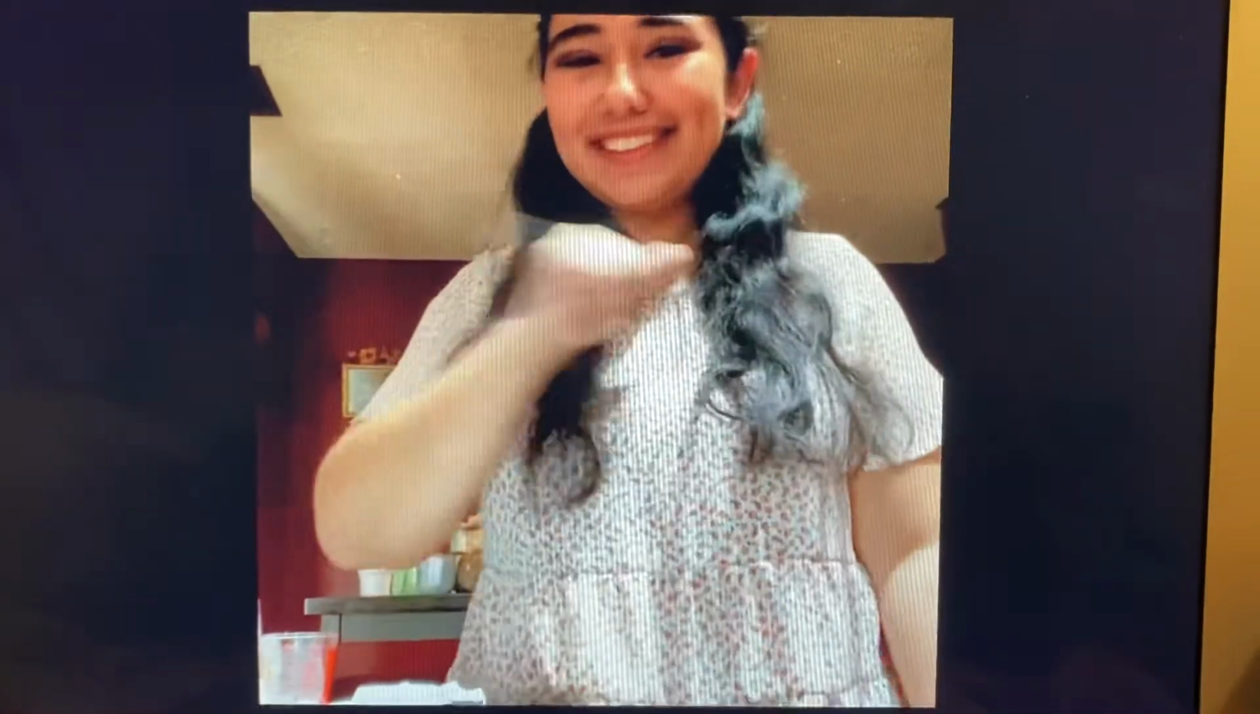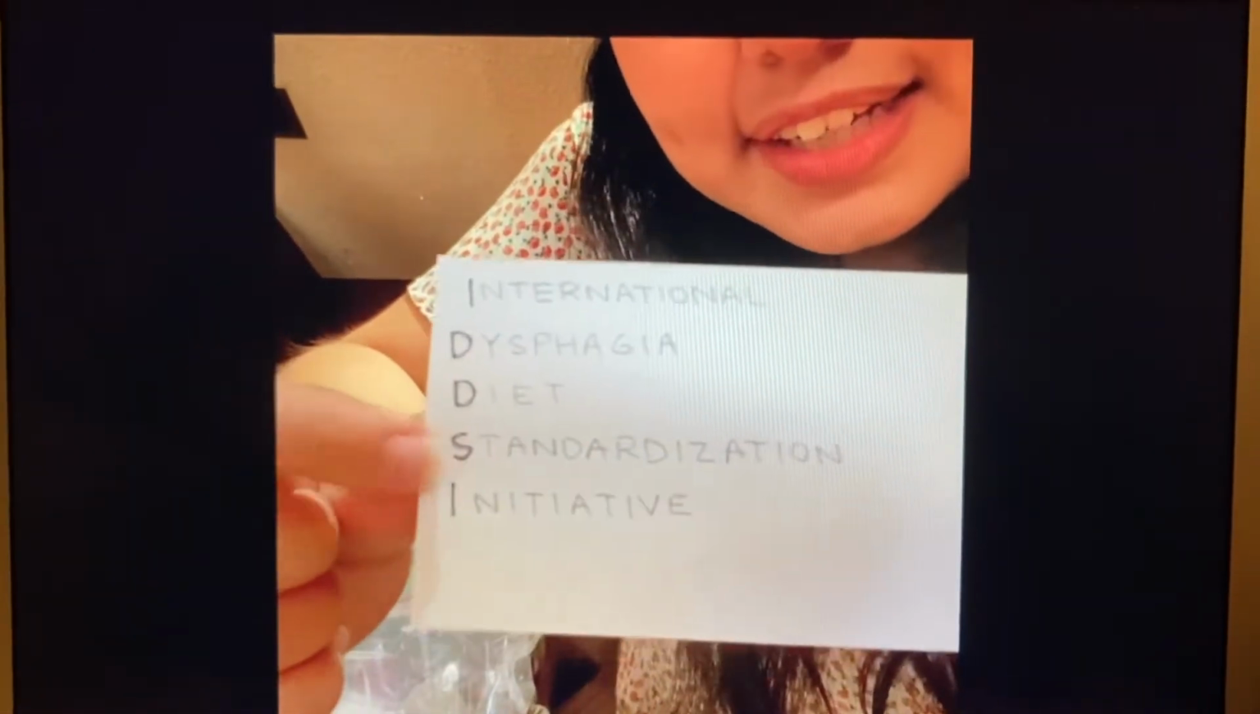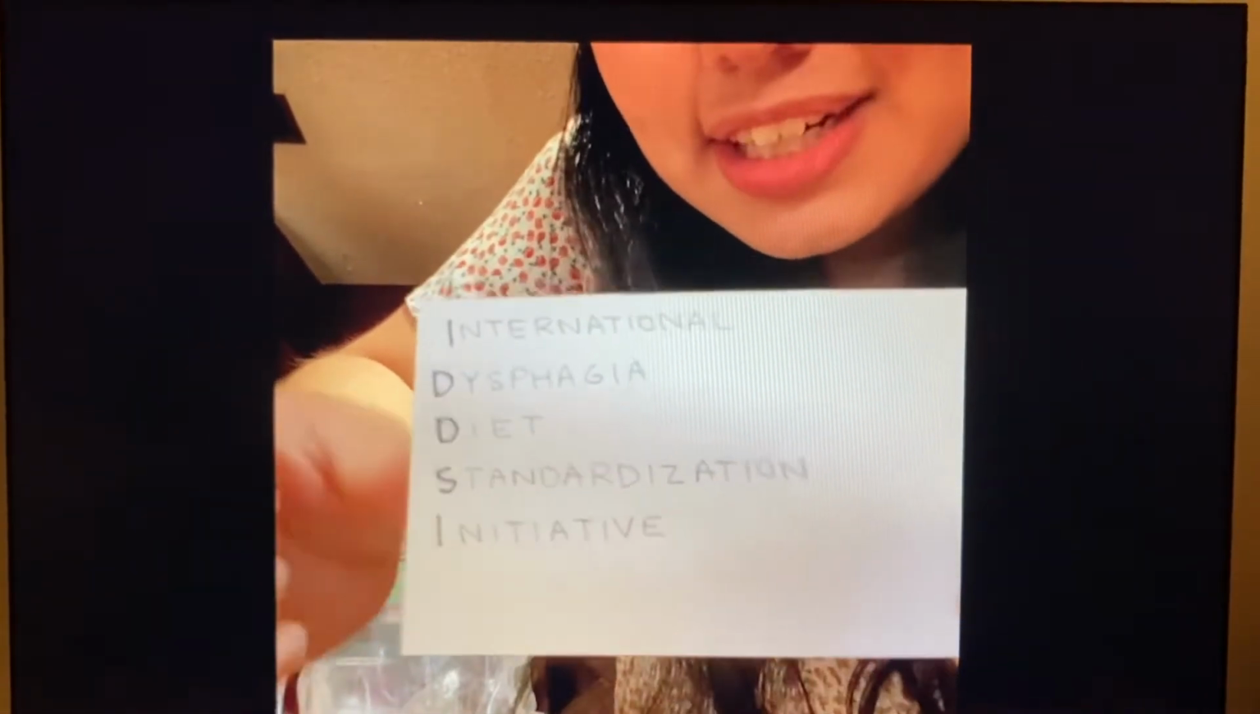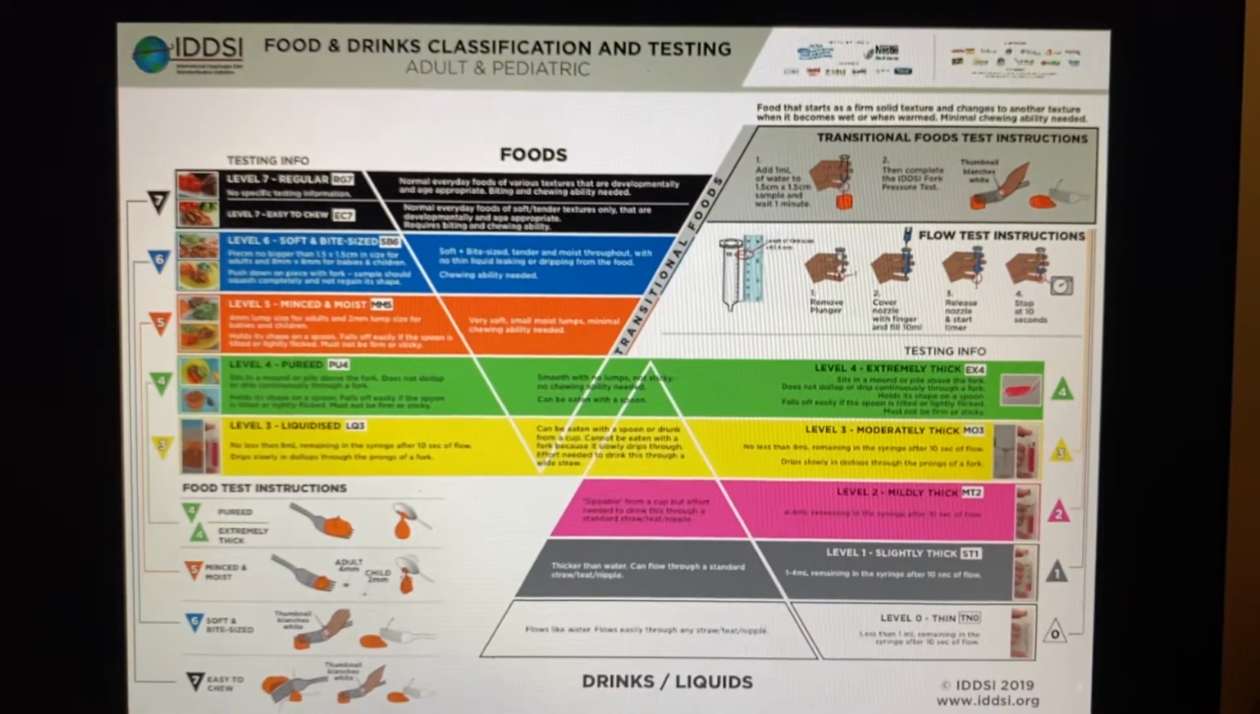Hi, my name is Alyssa Anglin, and today I will be discussing the International Dysphagia Diet Standardization Initiative, the IDDSI. This here is an image of the IDDSI framework.